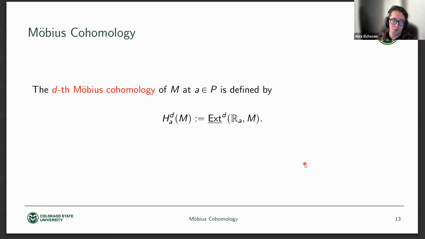Okay. And so the punchline is that the Möbius cohomology is exactly this derived functor. So fix an A, fix a dimension D. The dth Möbius cohomology of M at A is defined to be the dth Ext functor from this simple module at A into M.